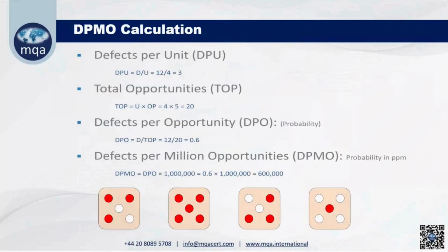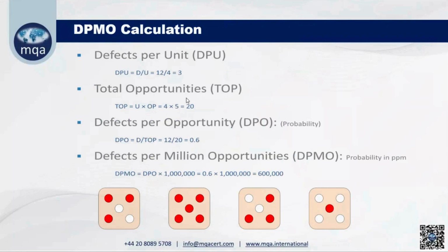Now there is another term called DPU, defects per unit. What is defects per unit here? In total, how many defects did we count? 3 plus 5, 8, plus 3, 11, plus 1 makes 12. The total defects we counted is 12. How many units were there? There were 4 units: 1, 2, 3, 4. So DPU is defects per unit, or defects per part. 12 divided by 4 is 3.